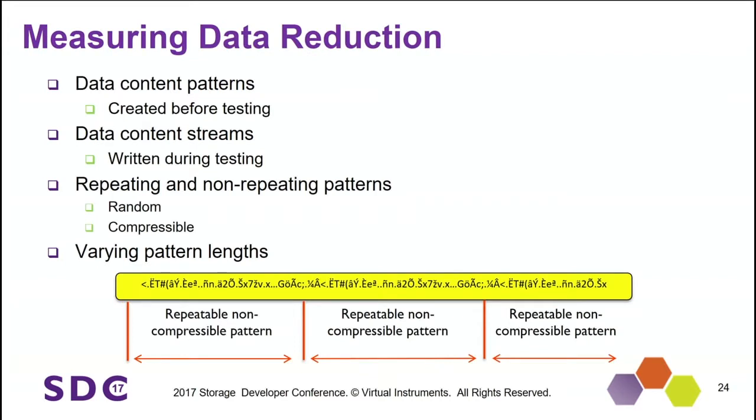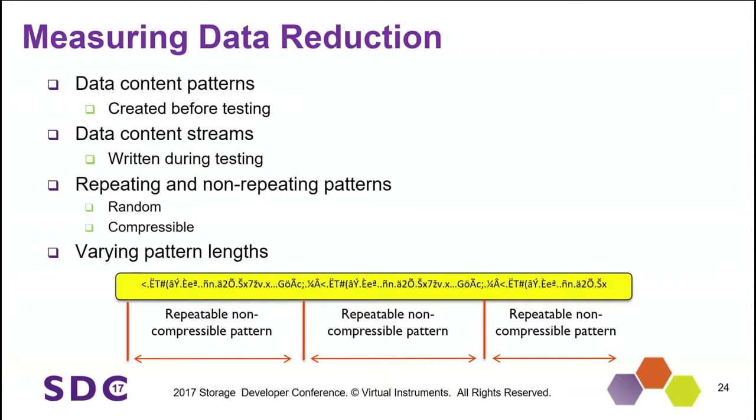So we create data content patterns. We turn those into streams, which are essentially blocks repeating in various amounts. You'll have a block with a certain checksum that may be repeated 10,000 times during a test. A different one may not be repeated at all. It may just be random. But the combination of them gives a stream that looks like an application.